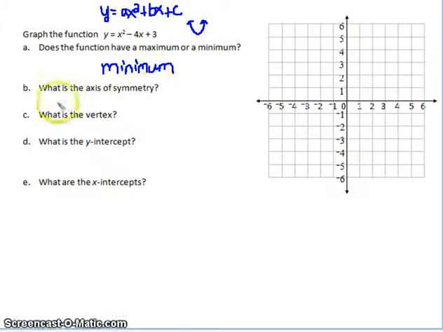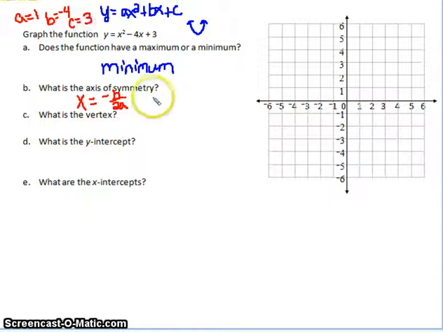So for this particular problem, if you're looking for the axis of symmetry, it is x equals negative b over 2a, or in this particular case, our a is equal to 1, our b is equal to negative 4, and our c is equal to 3. So we would plug in negative 4 over 2 times 1. A negative times a negative is a positive 4 over 2, which is 2. So x equals 2. That's my axis of symmetry.